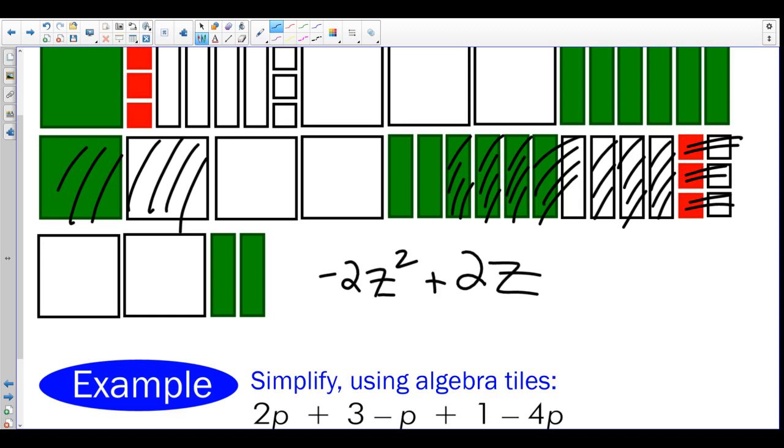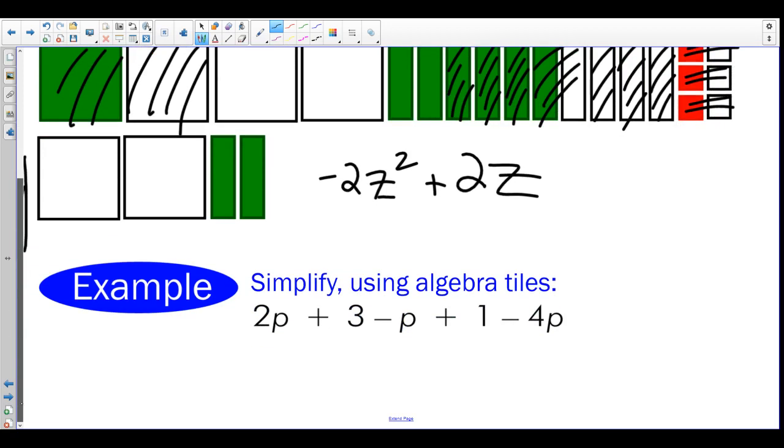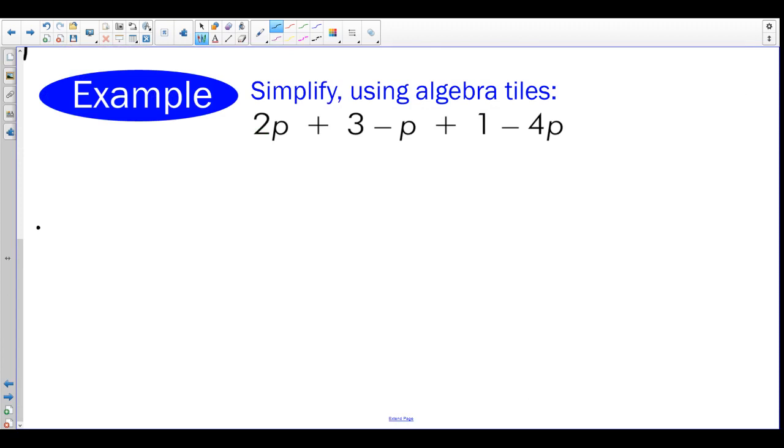And the next question doesn't give us a picture. It gives it to us in symbols. But it does ask us to do this with algebra tiles. So how are we going to do this with algebra tiles? Well, we're going to draw it out. And I'm not going to cheat anymore. I'm going to write it out exactly how I'd like you to write it out.